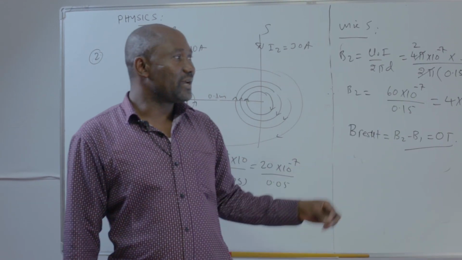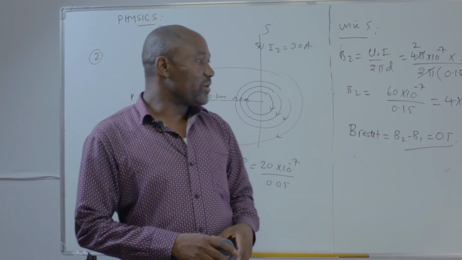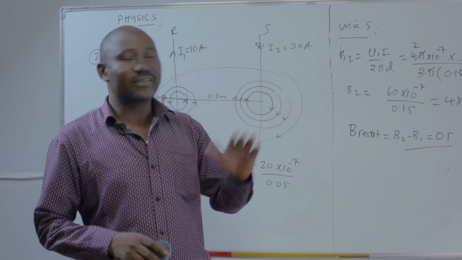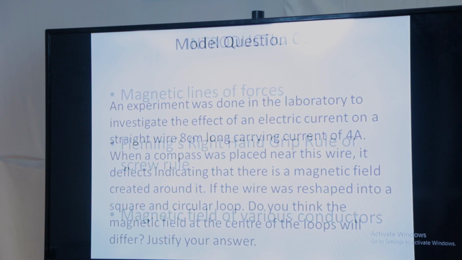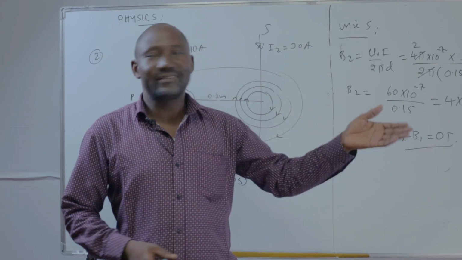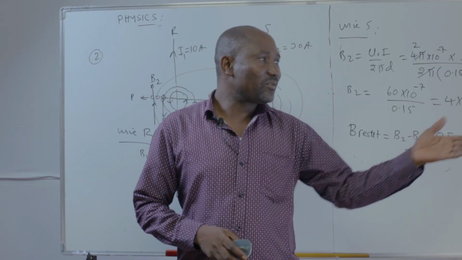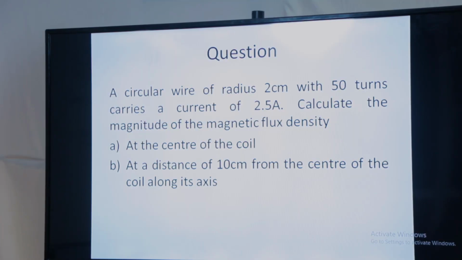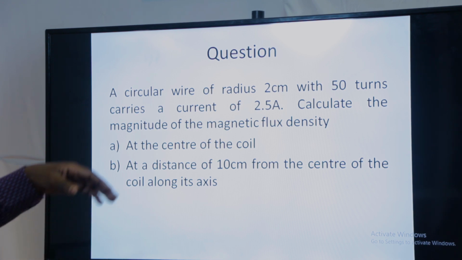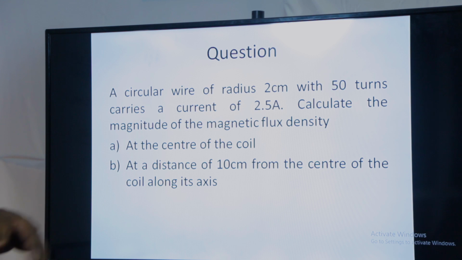We have seen how to solve question number 2, where we had two wires R and S, and those are the answers. Now, let's check this question as an assignment for you. We have a circular wire of radius 2 centimeters with 50 turns, and it carries a current of 2.5 ampere. We are told to find the magnetic flux density of that coil at a point 10 centimeters from the center along its axis.